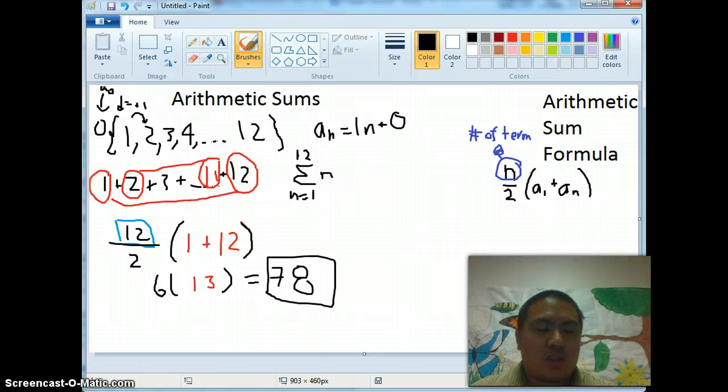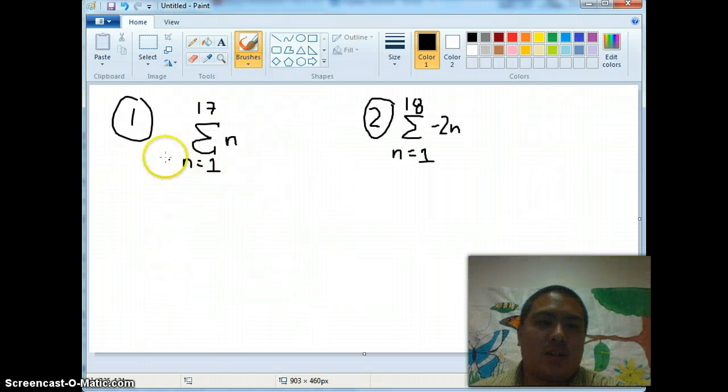I'm going to do another example, and I'm really going to go in depth for it. If you get it, just keep moving on into homework, and actually at this point I'm going to go ahead and write the 2 problems for it, okay? Alright, so here are your 2 problems for homework. The first one is the sum of n from 1 to 17, and the sum of negative 2n from 1 to 18, okay? So these shouldn't be too bad.